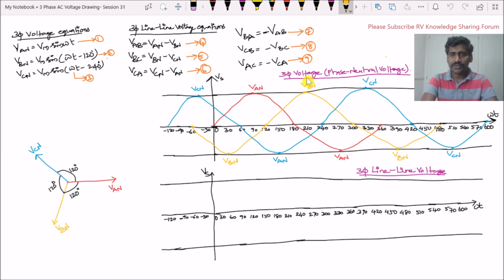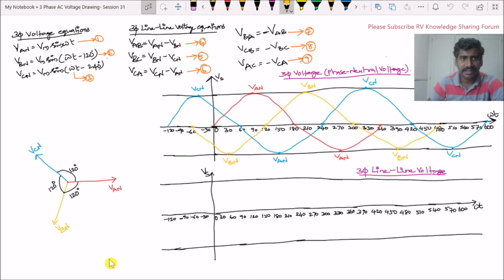Here this is the three-phase voltage which is measured between the phase to neutral. This we have discussed in our previous session. In this session we are going to discuss how to draw these line to line voltages called VAB, VBC and VCA. On the left hand side is the phasor diagram which we used in our previous session to draw the three-phase AC supply voltage measured between phase to neutral. Now let us extend the discussion along with this phasor diagram in order to draw our three-phase line to line voltage.